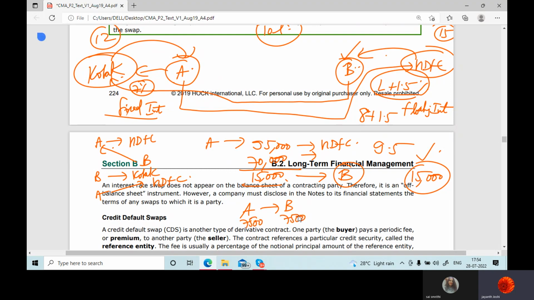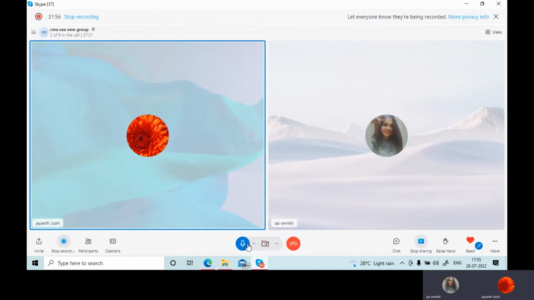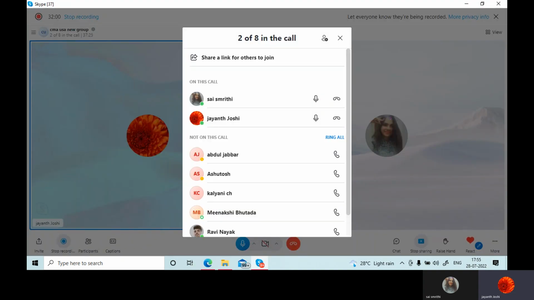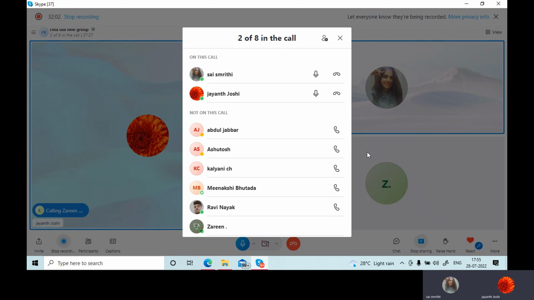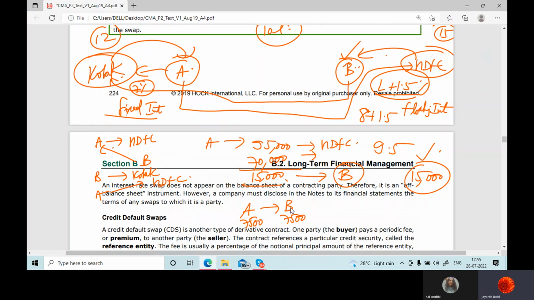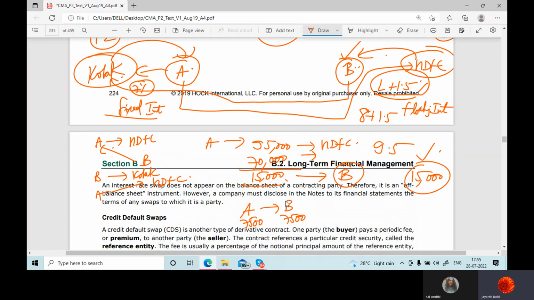Now you tell me, has this swap agreement created benefits for both the parties in this way? Yes, tell me, please. Tell me yes or no. Hello. Are you not able to hear my voice? No, sir, we are able to hear, sir. We also saw you.